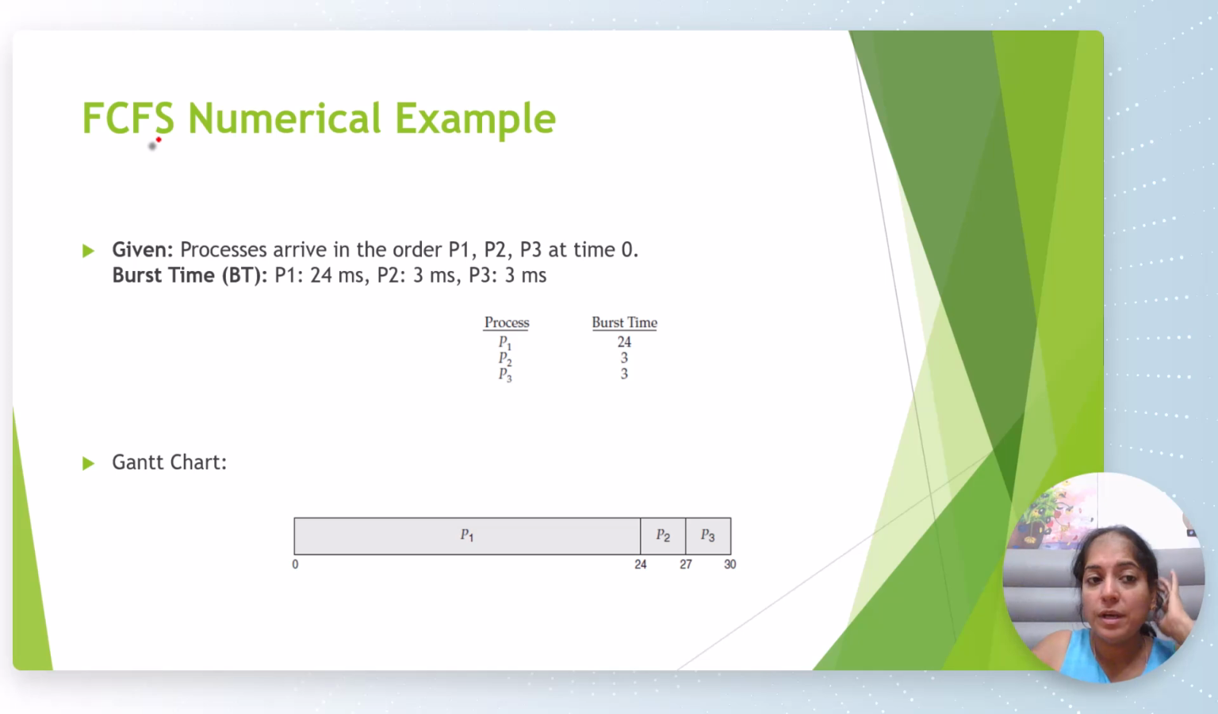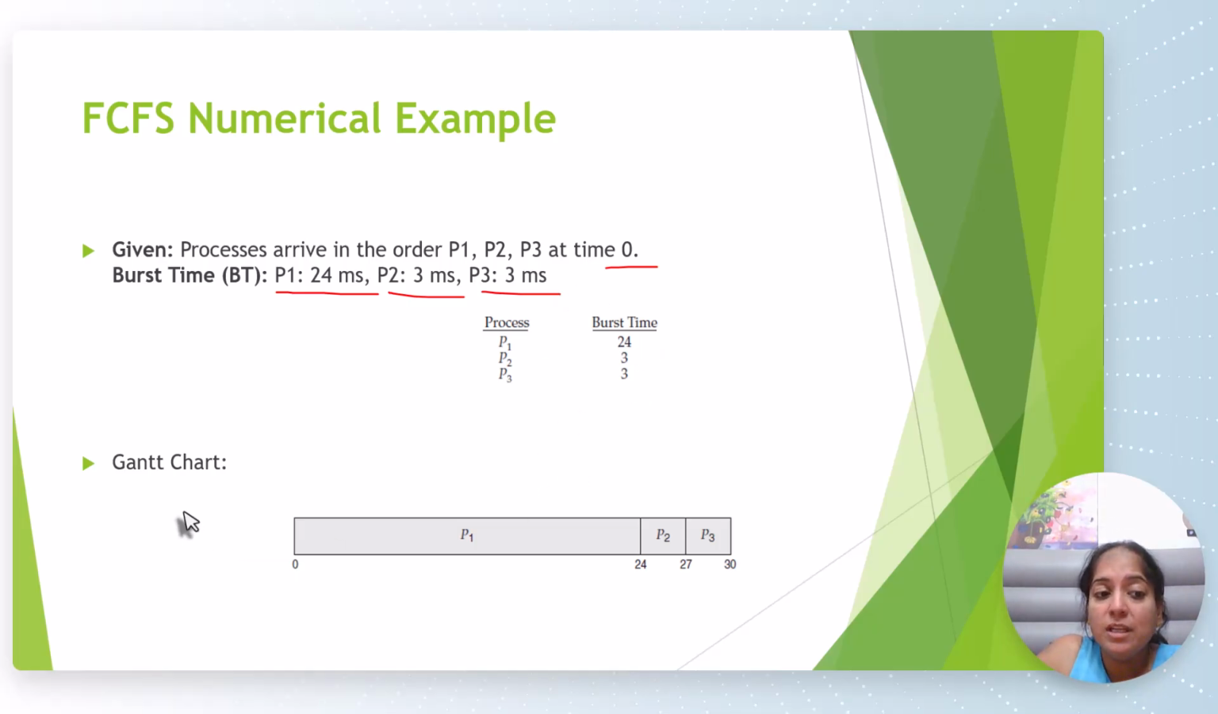Now, for example, we are having three processes P1, P2, P3. All these three processes arrive at time 0. That means all these three processes reach the ready queue at the same time. Burst time, that is the time required for these processes to complete. P1 requires 24 milliseconds, P2 requires 3 milliseconds, and P3 requires 3 milliseconds. These are their burst times.